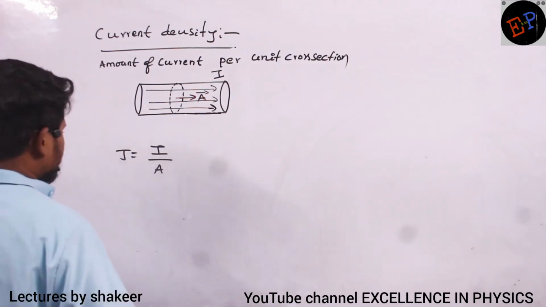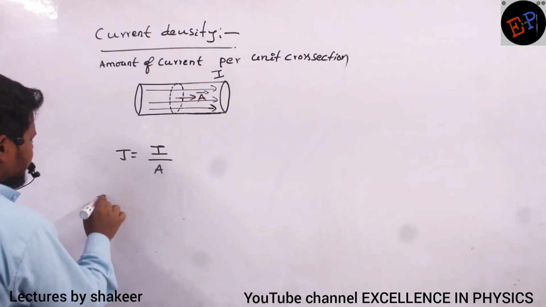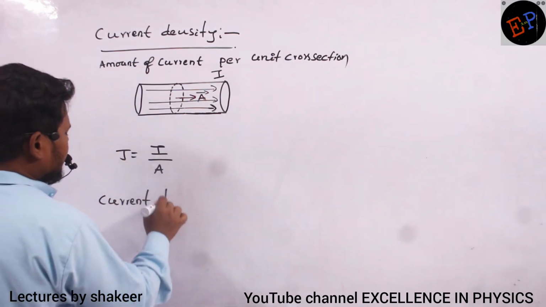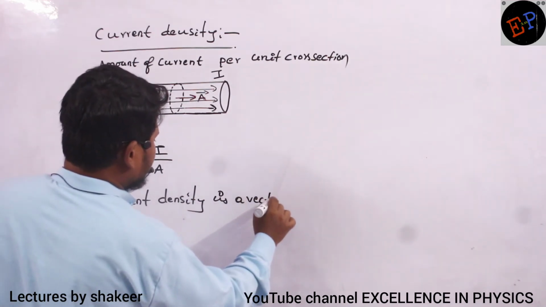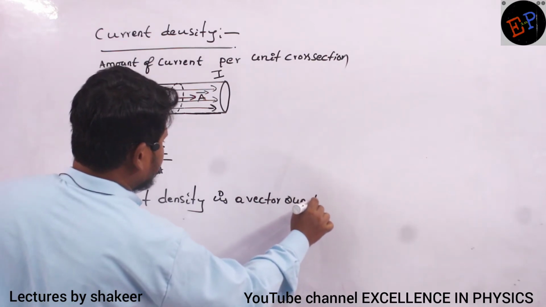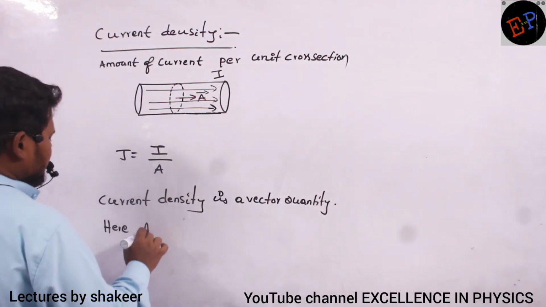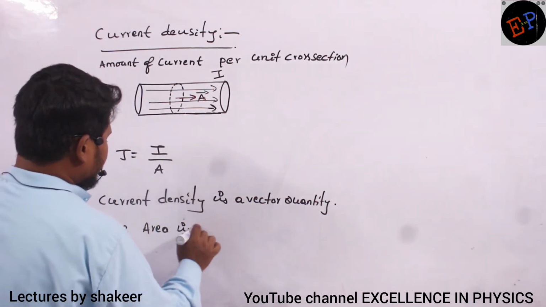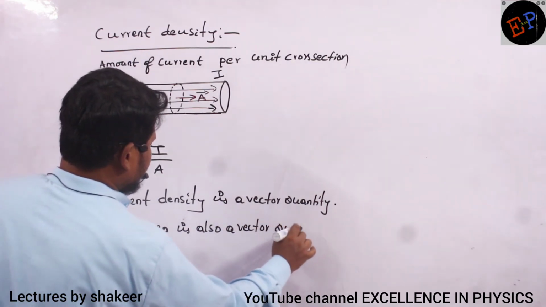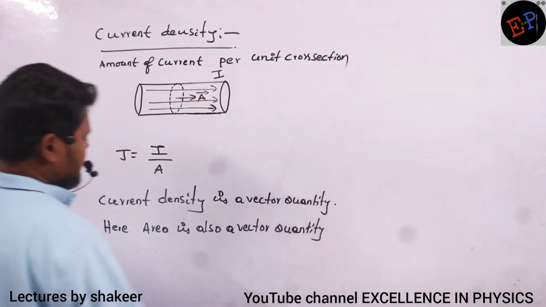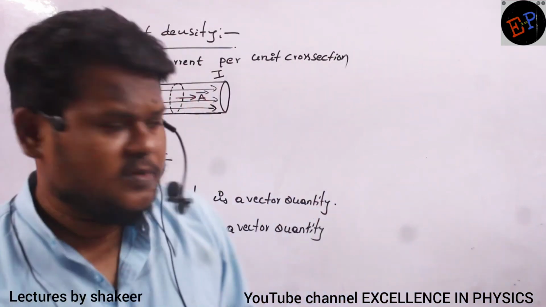So what is the meaning of this? Here current density is a vector quantity. Current density is what kind of quantity? It is a vector quantity, not a scalar quantity. And here the area vector is also a vector quantity. Actually, is area a vector quantity or a scalar quantity? Scalar quantity, area does not have any direction. But in this condition it is a vector quantity. Why is it a vector quantity?